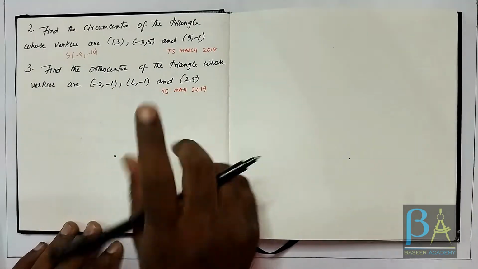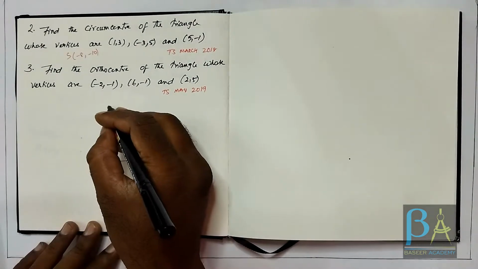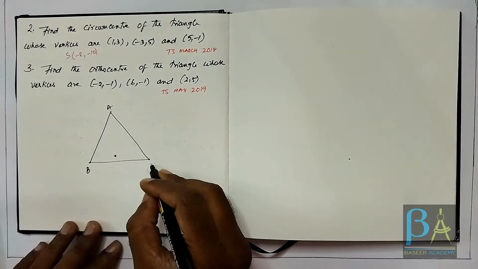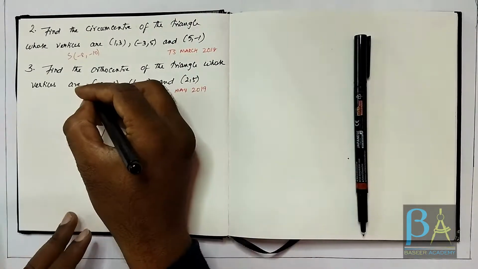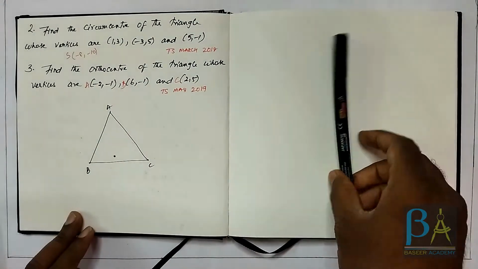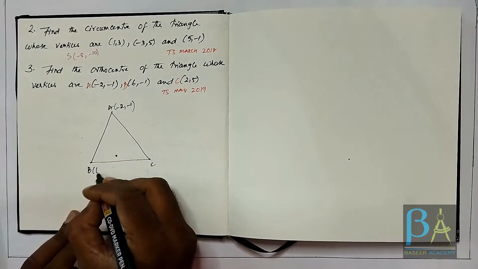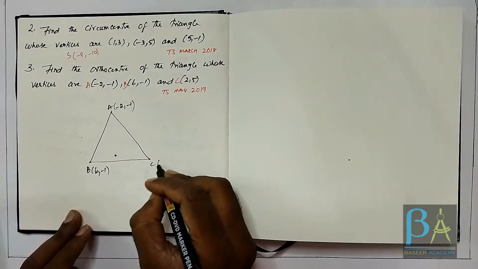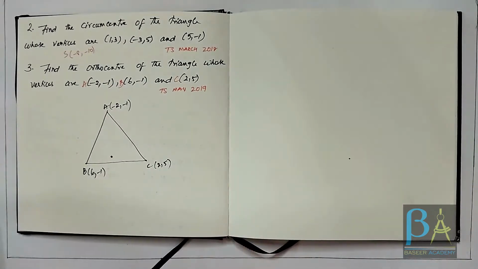Let me first draw a triangle for you. Let us say I have a triangle here whose vertices are given to me. Now these are the three vertices given to us. Let us name this as vertex A, this as vertex B, and this as vertex C. So vertex A is given as (-2, -1), vertex B is (6, -1), and vertex C is (2, 5). And we are supposed to find the orthocenter.